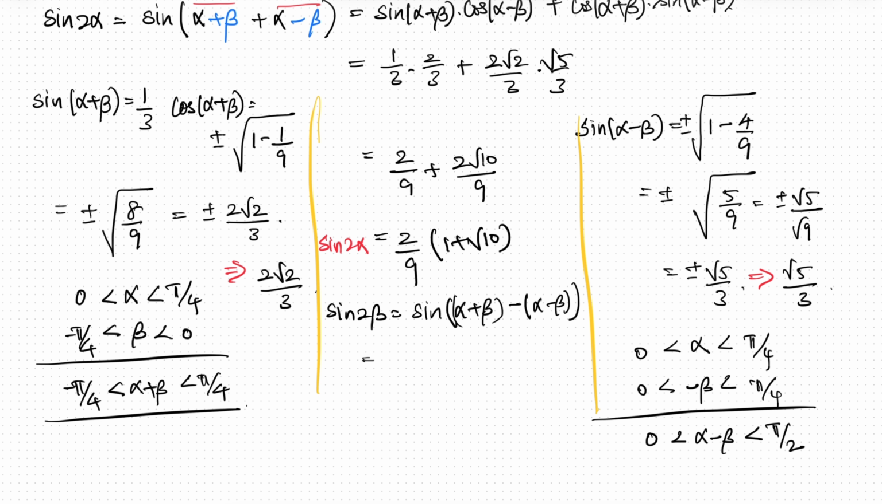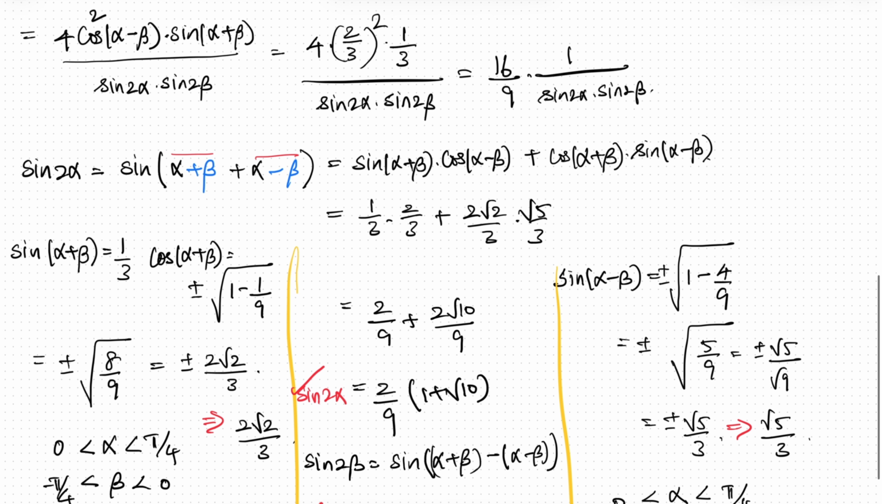Here we used sine of a plus b. Here you will be using sine of a minus b. So you'll be getting the same answer except a negative sign is introduced in between. So this is your value for sine 2 alpha and this is your value for sine 2 beta. So now I can substitute in my expression 1.